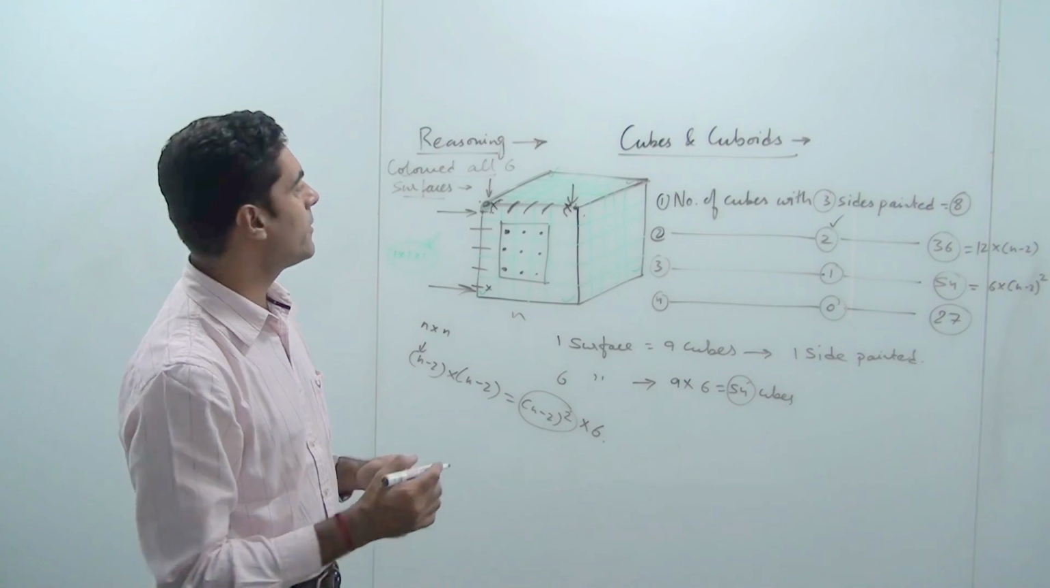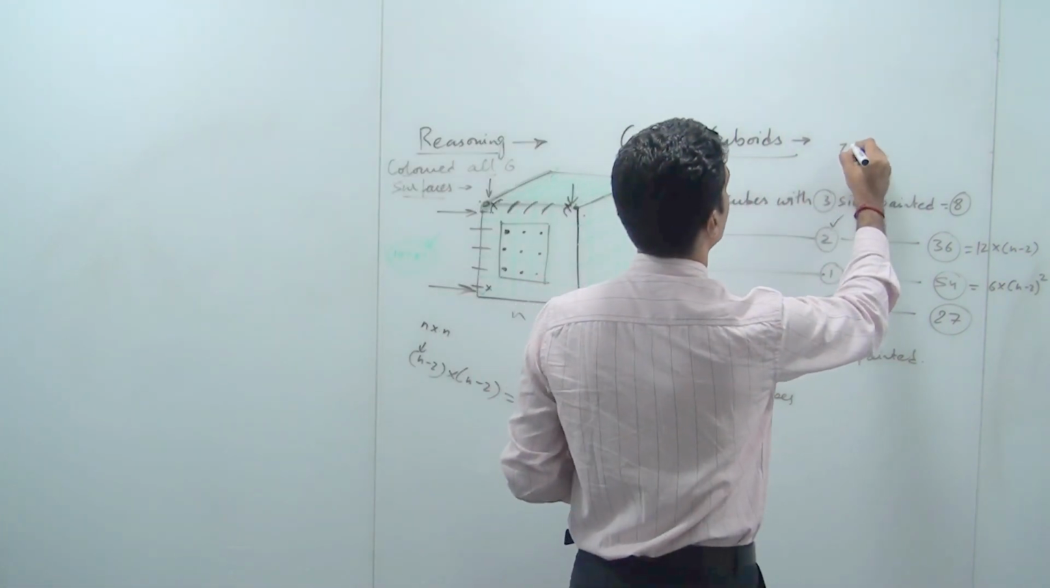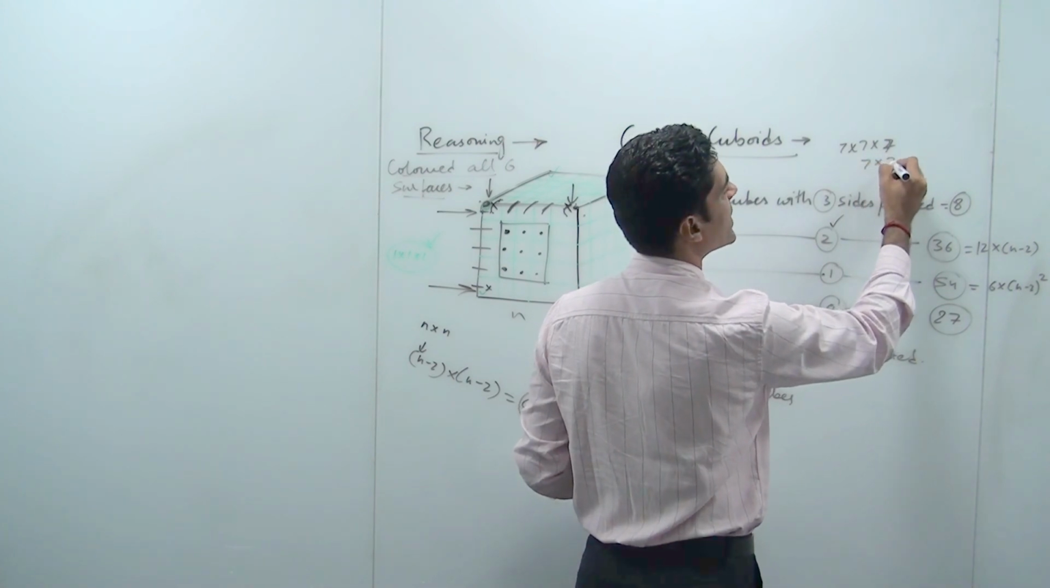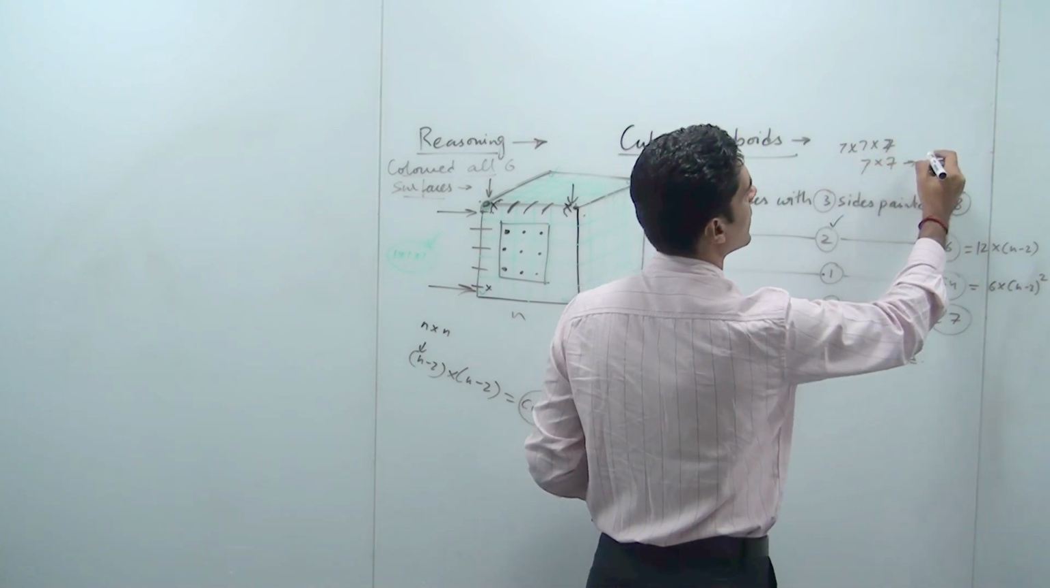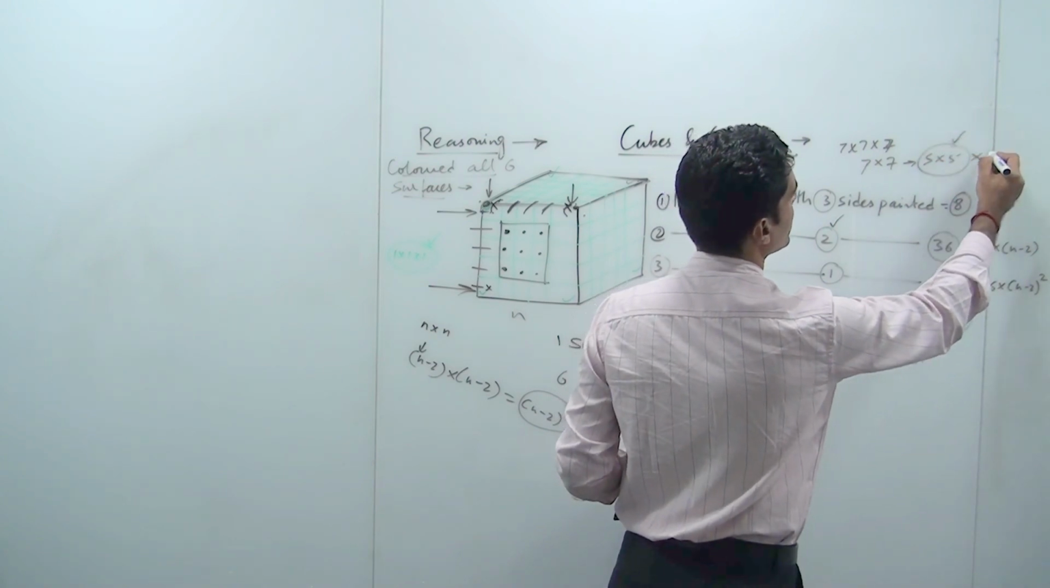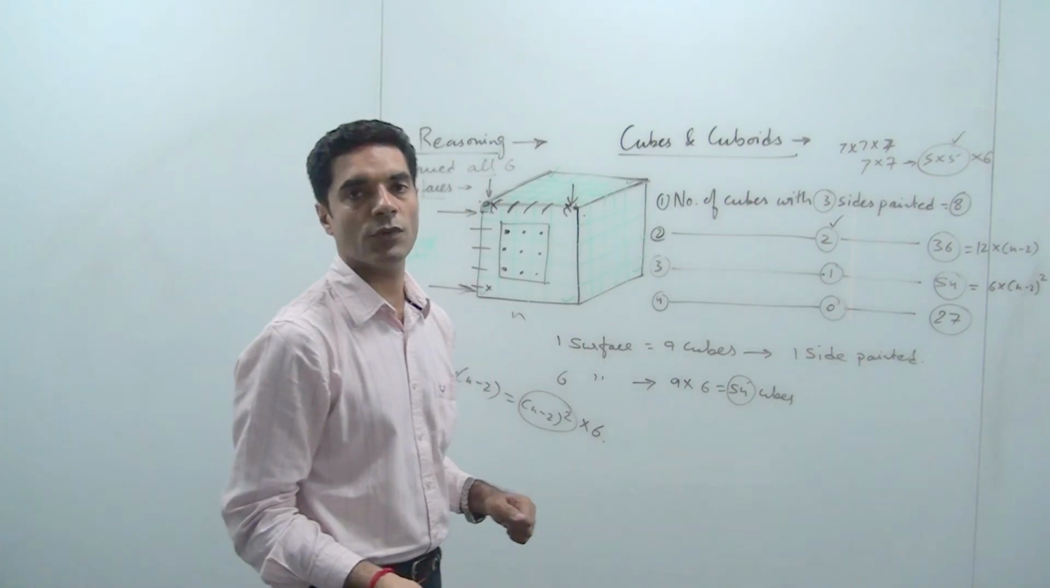So if it was a 7 by 7 by 7 cube, initially it was 7 by 7 on one surface, now it would have been 5 into 5. And that will be multiplied with the number of surfaces, which is nothing but 6. That will give you your answer.